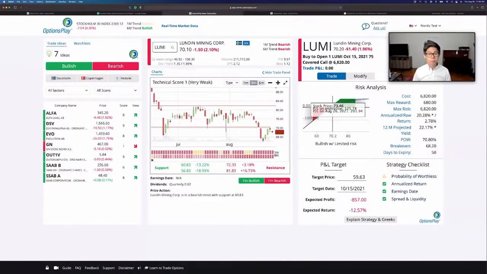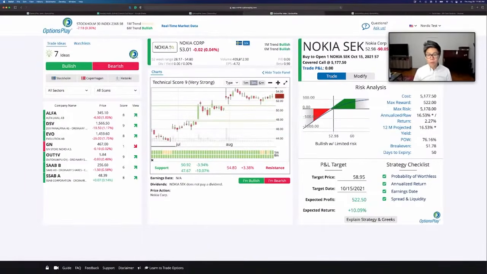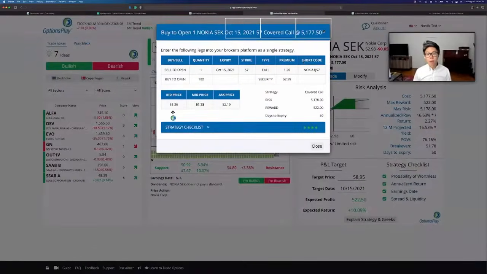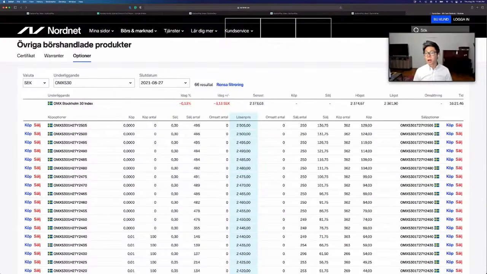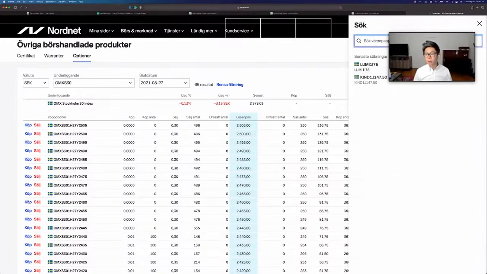And one of the great things about the OptionsPlay platform and the links that we've built with Nordnet is that if you're interested in placing a trade, you can click on the trade button. And what we've built is this short code here on the right-hand side. So this Nokia October $57 call option, you can copy this short code and paste it into your Nordnet account. On the right, when you're in the options chain, you can go to search in the upper right-hand corner. You type in, or you copy the Nokia symbol that I just posted. Let's see.